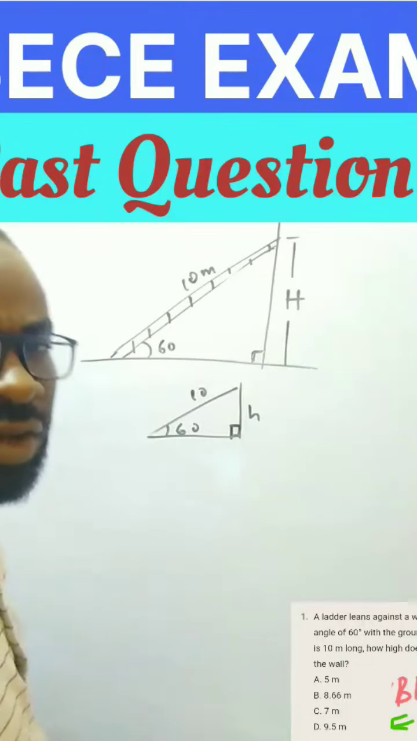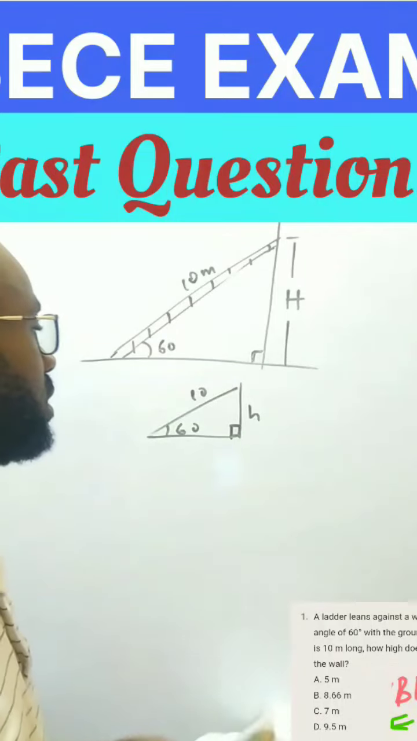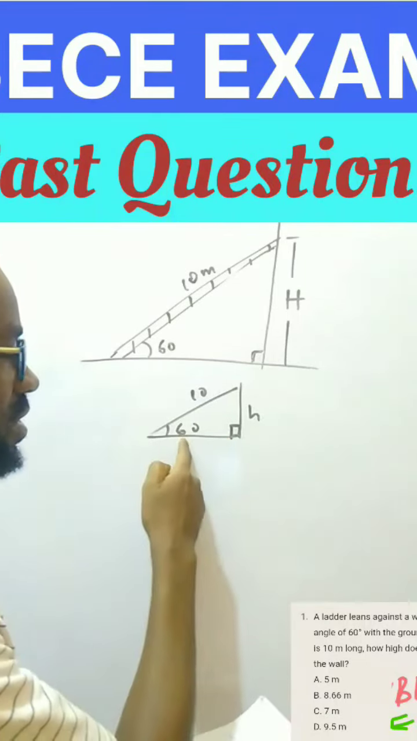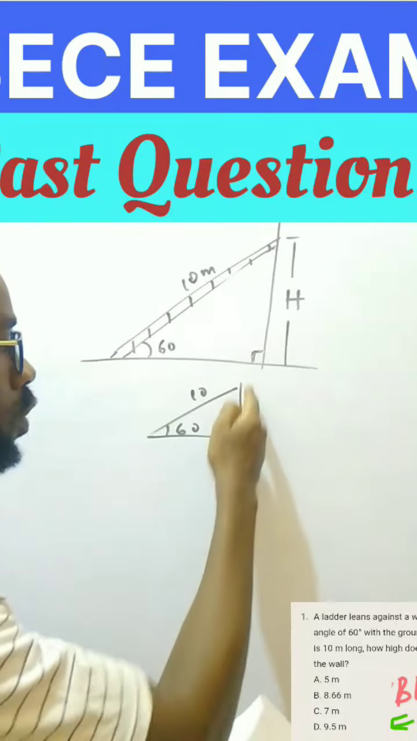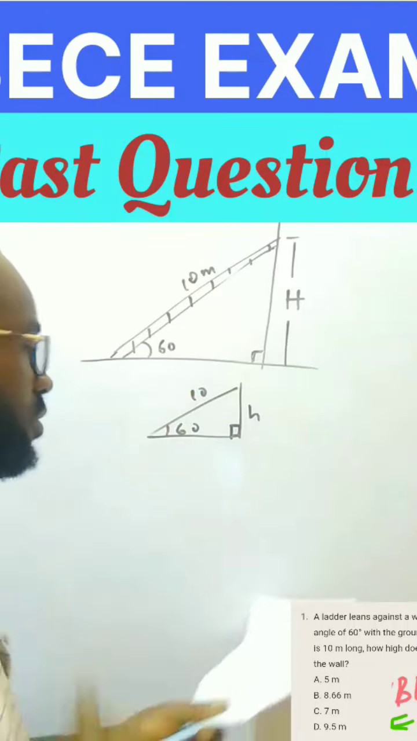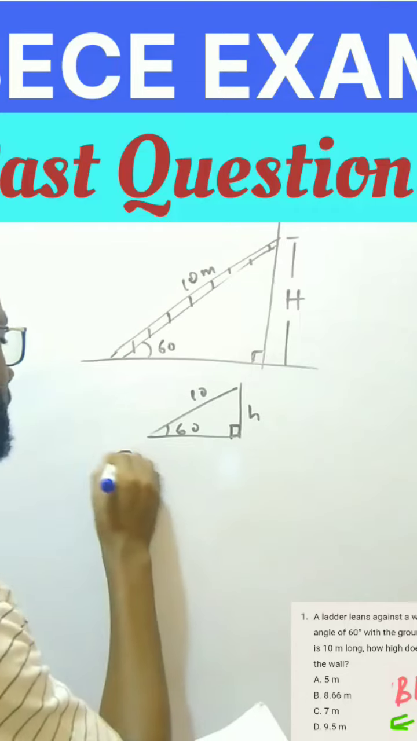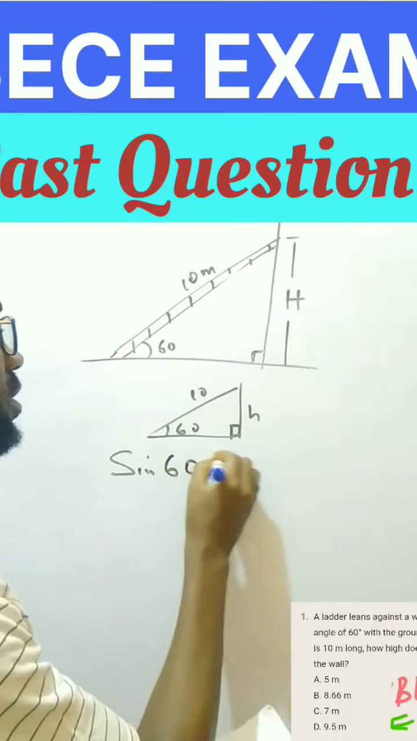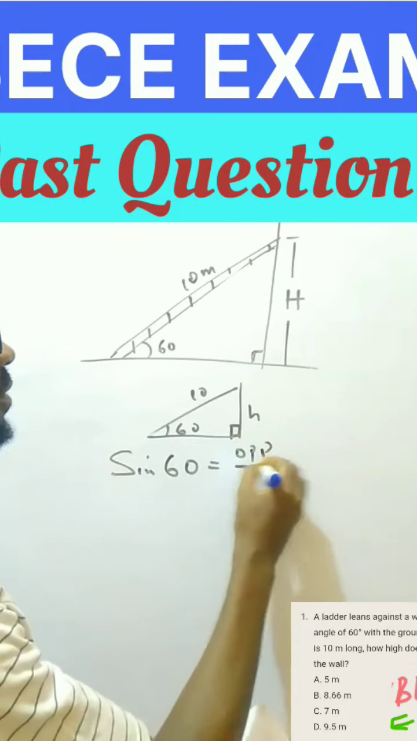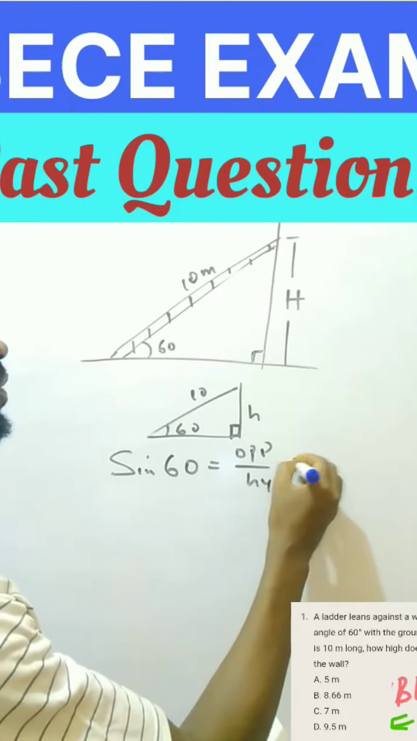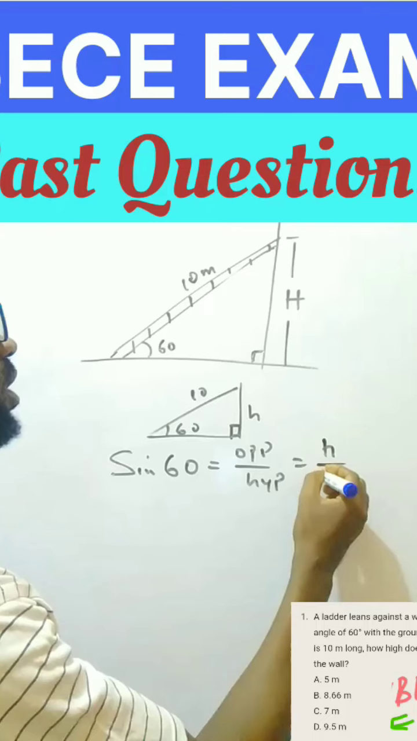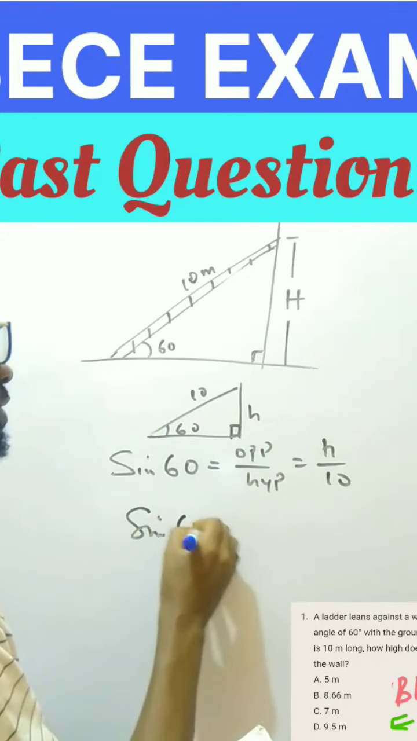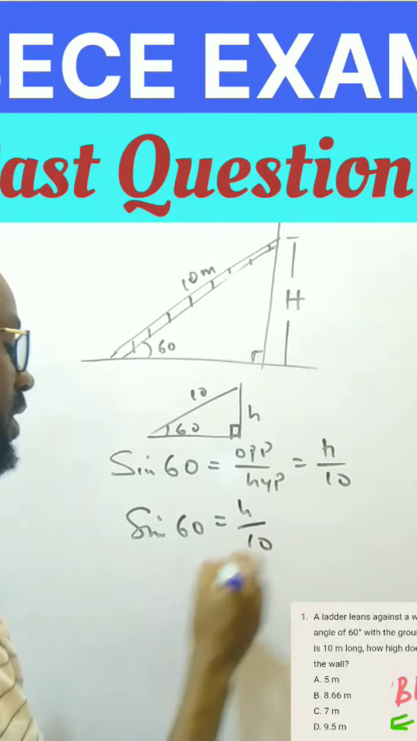Okay, so this will take us to the trig ratio, and the trig ratio we're going to apply here is, we have opposite, because this is our reference angle. We have opposite and then we have hypotenuse, and that is our sine. Sine 60 degrees is opposite over hypotenuse. Our opposite here is h, our hypotenuse here is 10. So we have sine 60 degrees equals h over 10.